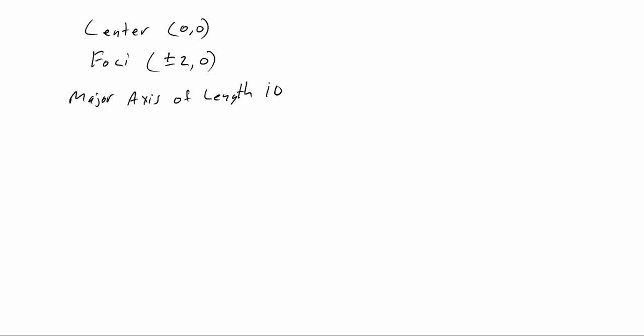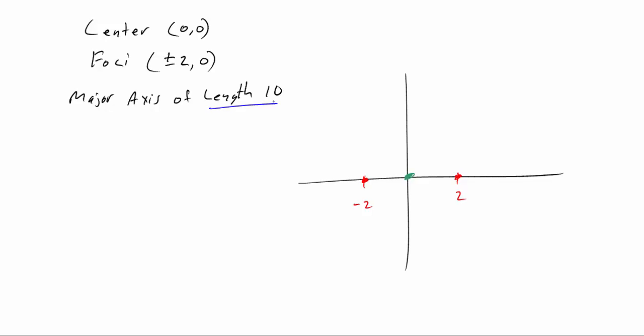So once again, we want to start out with looking at a sketch. So we can find the center, which we know here is at the origin. Now, the foci are plus or minus 2, so that means we're going to go out positive 2 and to the left negative 2. And we know that the major axis has a length of 10. Well, remember, based on the foci, we know we're going to have a horizontal axis.